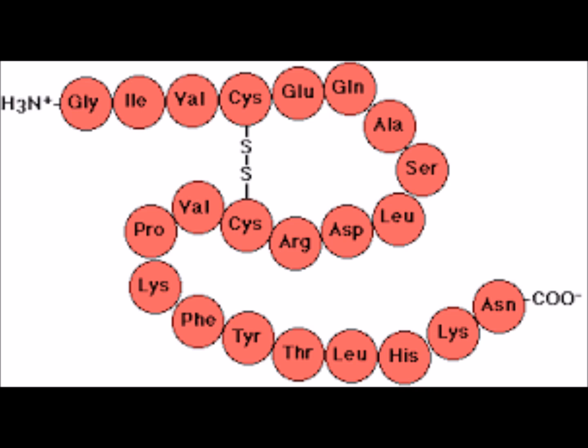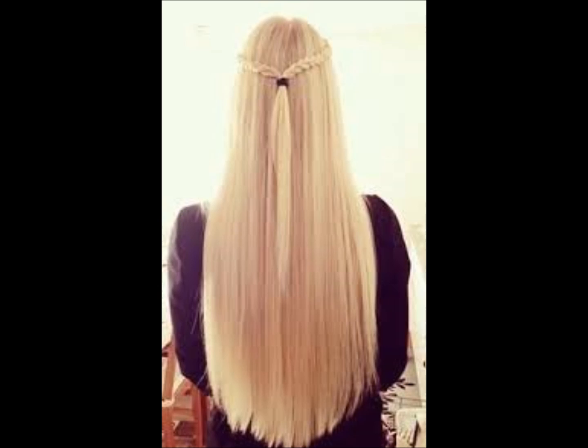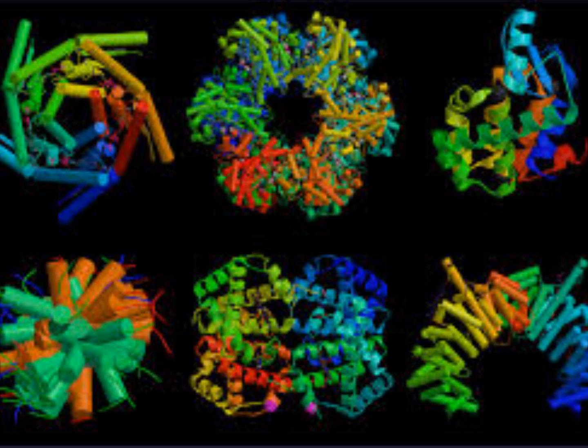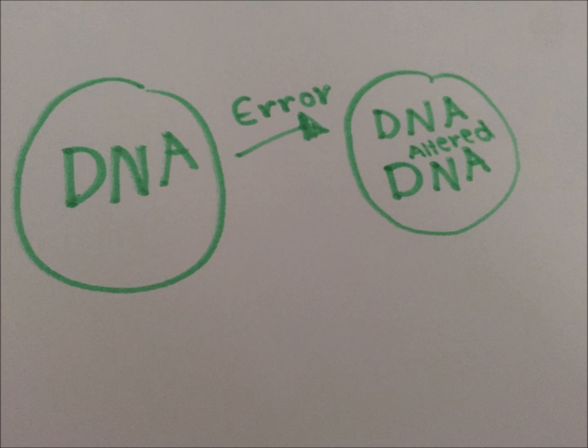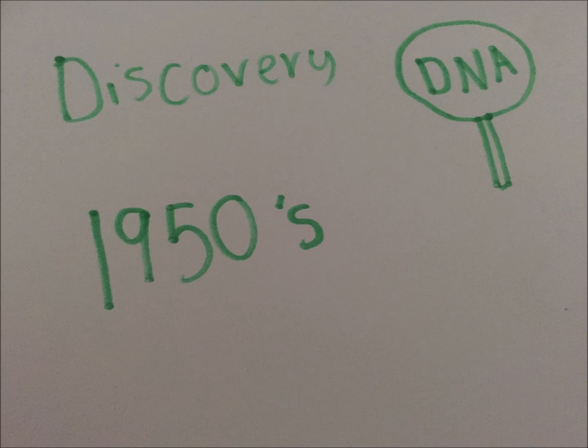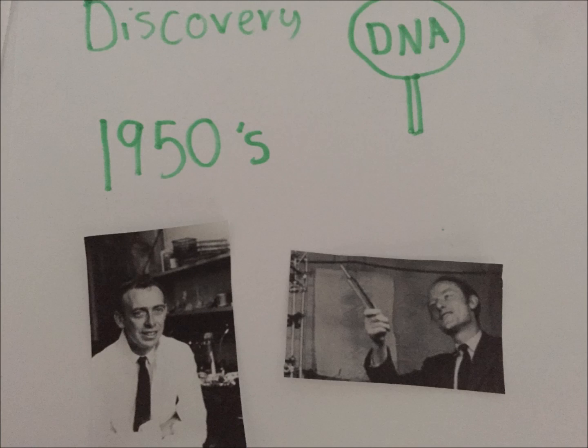The polypeptides determine characteristics and phenotypes, such as blonde hair and blue eyes. Proteins are made up of one or more polypeptides. Errors in DNA replication can lead to mutations and diseases such as sickle cell anemia. DNA was discovered in the early 1950s by James Watson and Francis Crick.